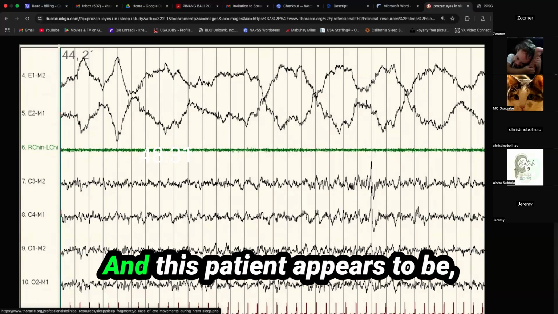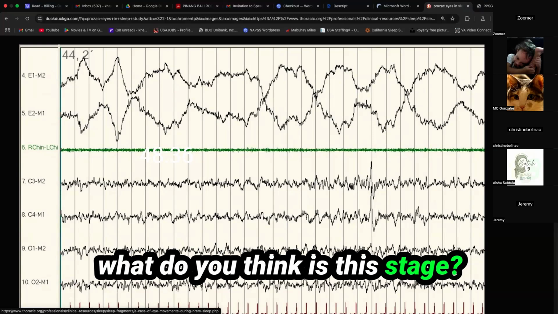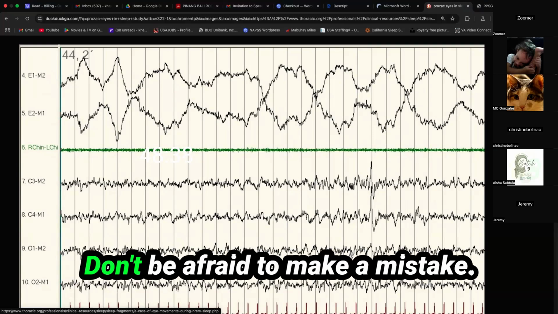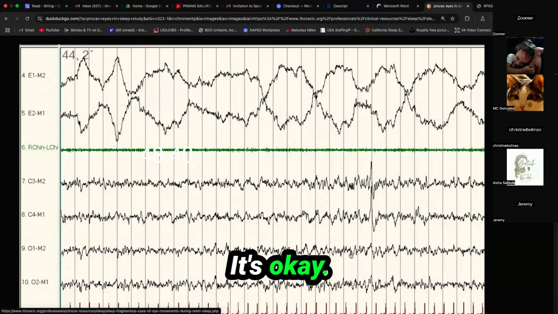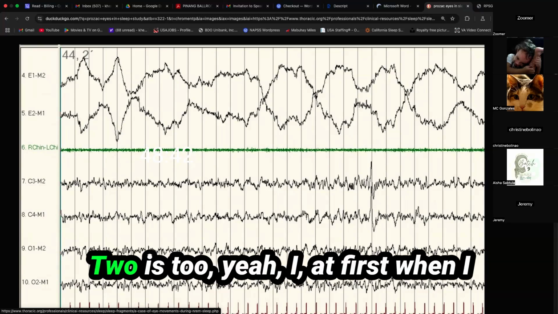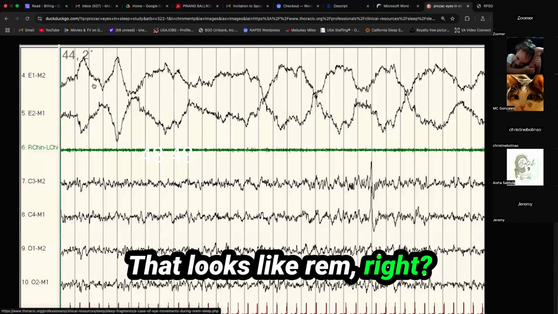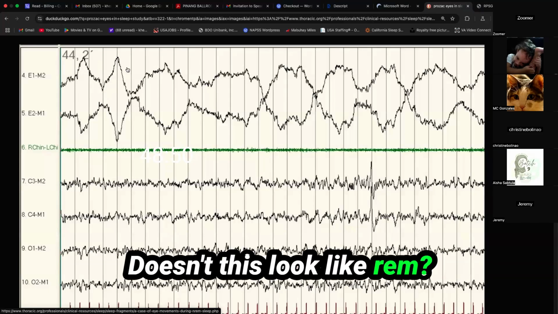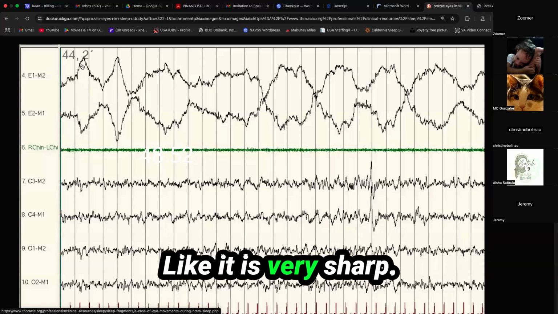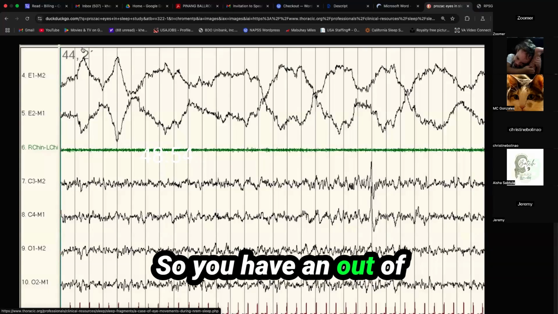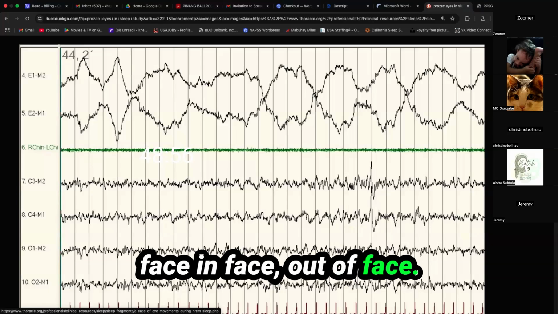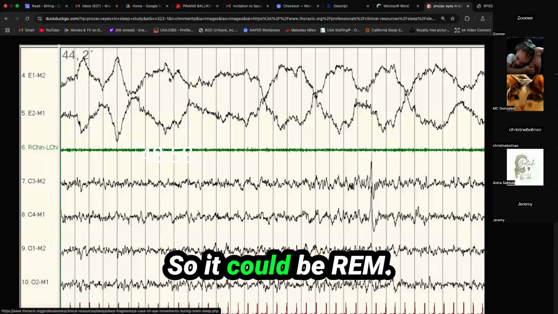All right. And this patient appears to be, what do you think is this stage? And don't be afraid to make a mistake. It's Two. Okay, I make mistake. Yep. Two. Plus Cortis 2. Yeah. At first when I saw this, I'm like, wait a minute, that looks like REM, right? Doesn't this look like REM? Yes. Like it's very sharp. And so you have an out of phase, in phase, out of phase, in phase. So it could be REM.